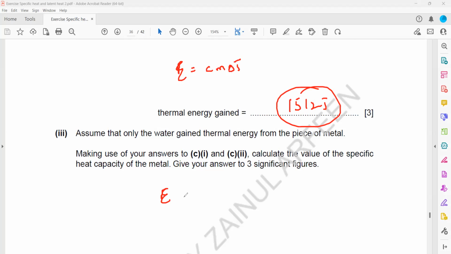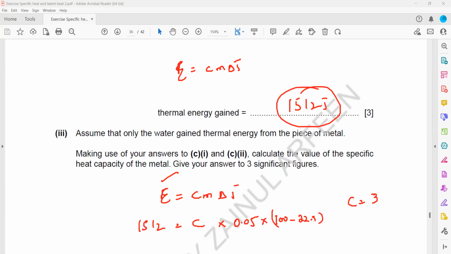So again, we'll use the same formula, E equals c m delta T. So we have the energy 1512, specific heat we don't know, m is the mass of the metal, which is given in the question. The mass of the metal was 0.05 and the temperature change is 100 minus 22.9, which is 77.1. So we divide, we'll get the specific heat capacity, which is 392.